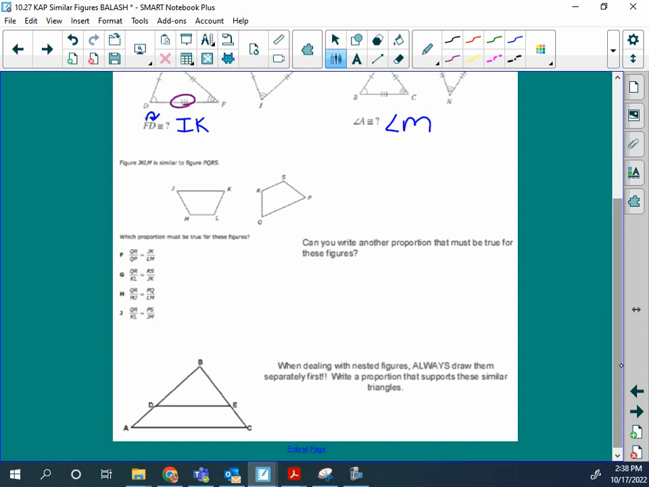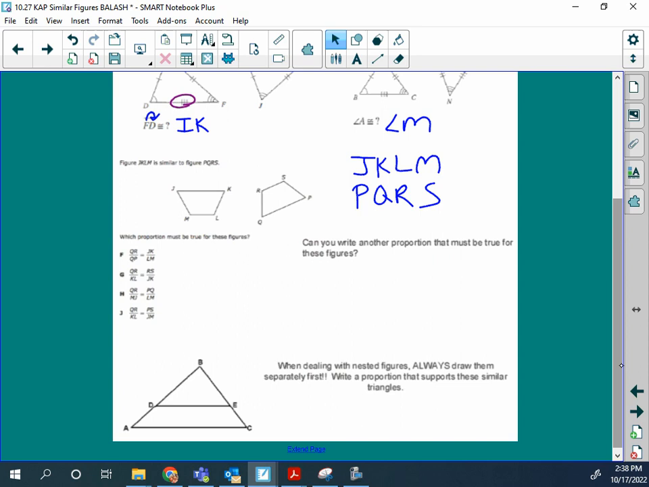Figure JKLM is similar to PQRS. Which proportion must be true for these figures? All right. The first thing I would do before I even get started with these, because this seems like a really easy question, but it's also really easy to get it wrong, okay, is to do what I call marking it up. So first, J, K, L, M, P, Q, R, S. Notice how I've stacked them on top of each other? I'm just showing myself that J goes with P. So if you want to pick up your highlighter, J goes with P.